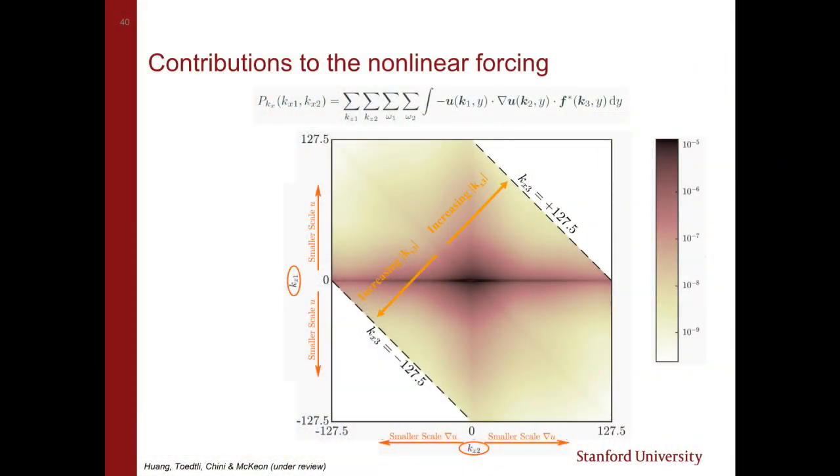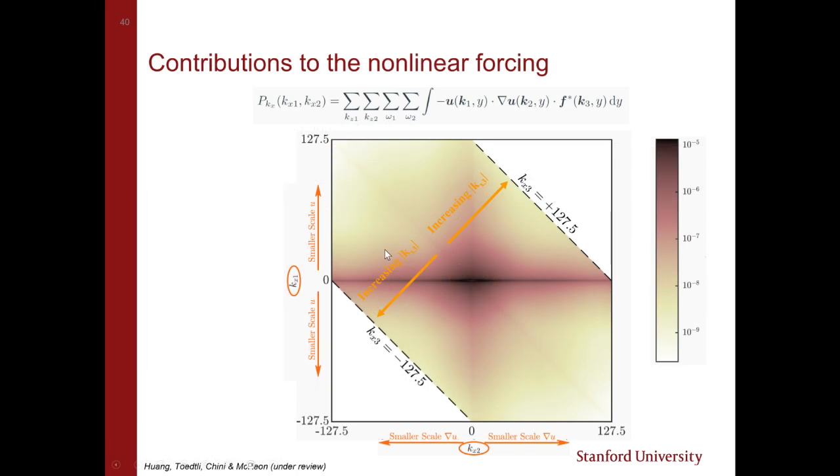So here's the key plot. I'm going to walk you through it. The first thing to say is that on this axis is K1, that's the one that sits in this seat here. K2 is the one behind the gradient here. And it's a logarithmic scale, not a linear scale. But dark here corresponds to a large contribution to the forcing.